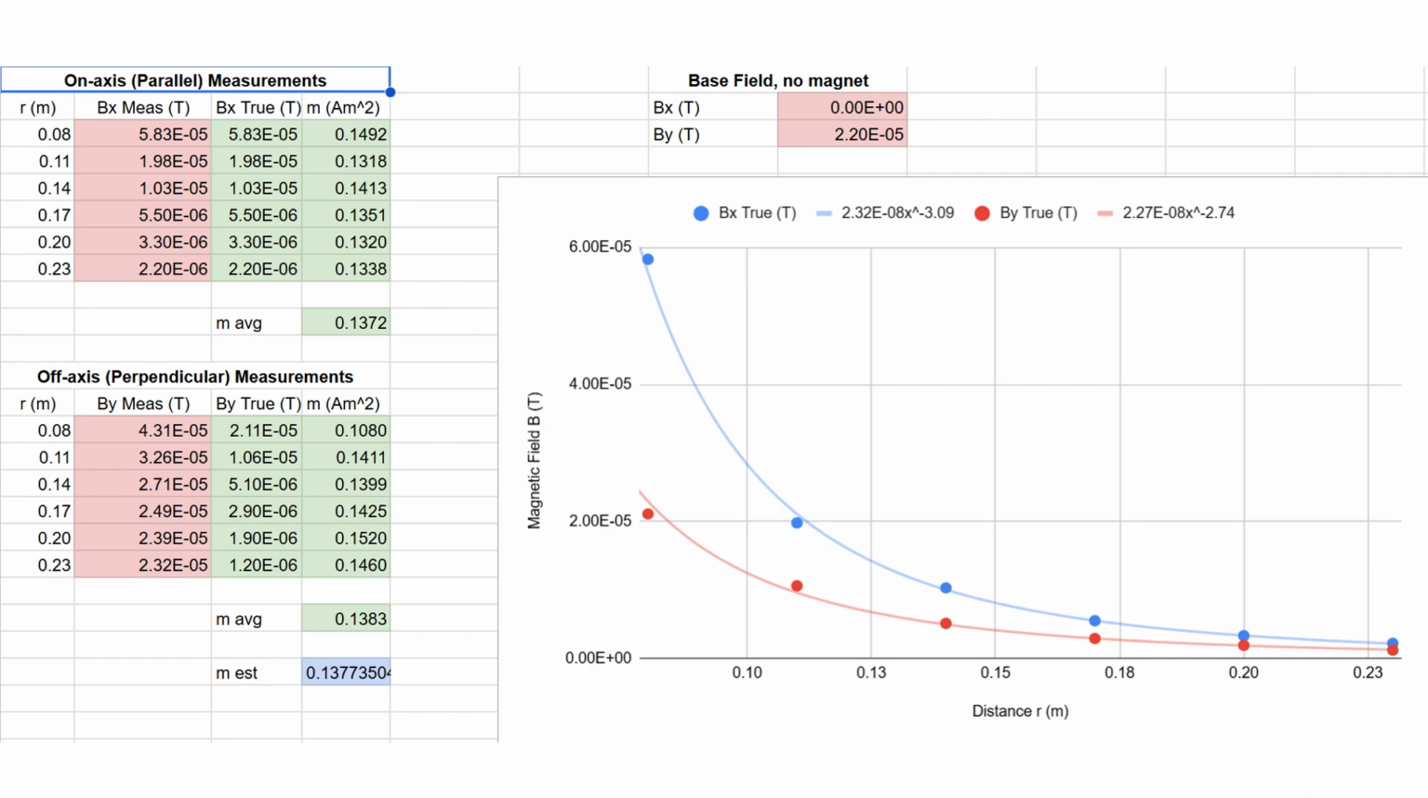This allowed us to reach an average of 0.1377 A·m². And by looking at the graph, you are able to determine that the distance affects the magnet in an exponential way. So when it is closer, it has a bigger magnetic dipole moment.